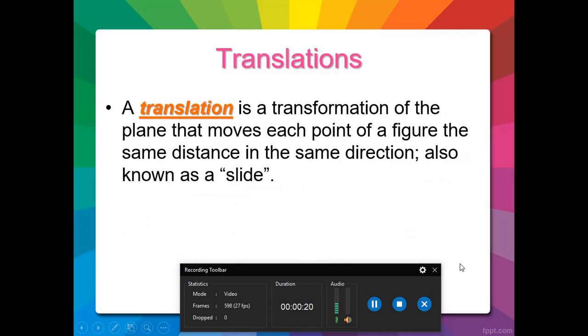All right, let's start with the definition of a translation. So basically, we're going to take our original figure and we're going to move each point on the figure the same distance, and everybody's going to go in the same direction. So when you look at it graphed in the coordinate plane, it will look like you slid the object over. So it does have a nickname of a slide.